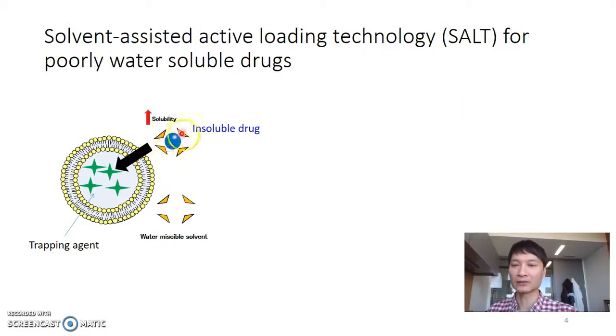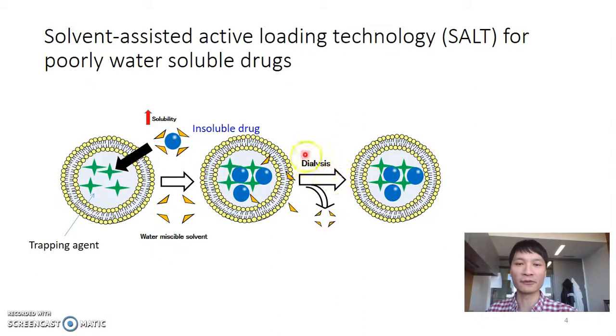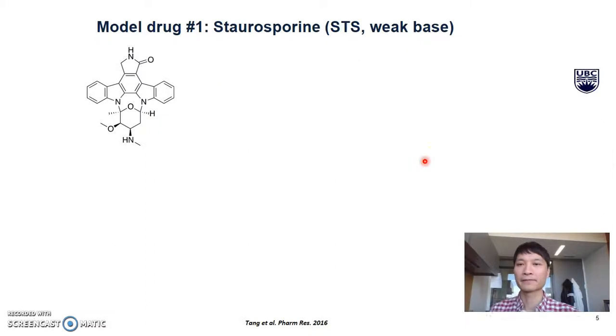Okay, so now the drug is separated as individual molecules, and then they can penetrate into the aqueous core and interact with the trapping agent inside. And at the end, we perform dialysis to remove the solvent and also unencapsulated drugs to get the final formulation. So I'm going to introduce 3 examples that we use this technology to generate.